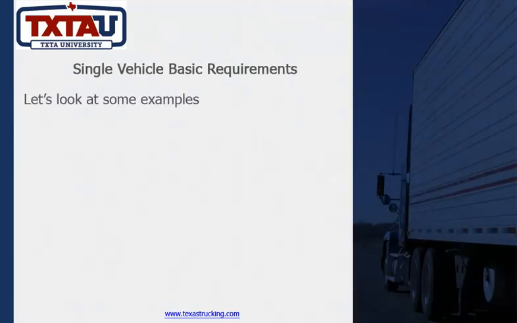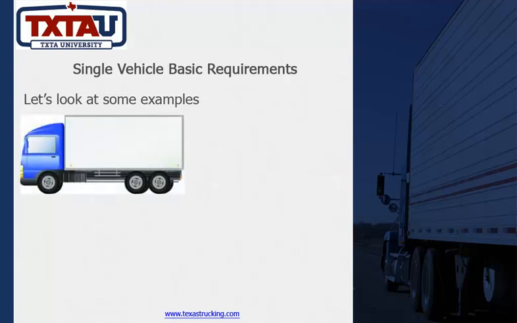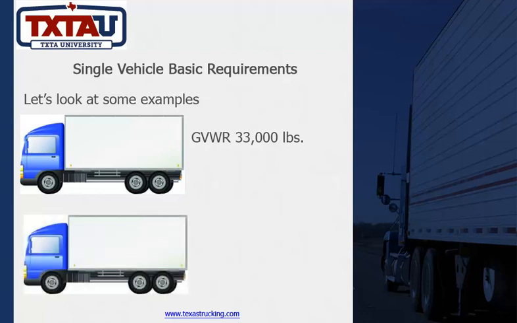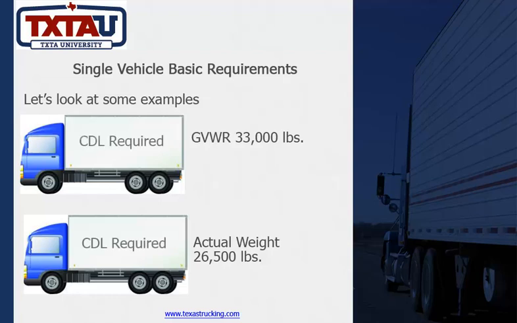Let's take a look at some single vehicle examples. In this first one, we see a truck that has a GVWR of 33,000 pounds. In the second example, we have a truck with an actual weight of 26,500. In both examples, the weight, either the GVWR or the actual weight, is 26,001 pounds or more. Both of these trucks would require a CDL driver to operate them.